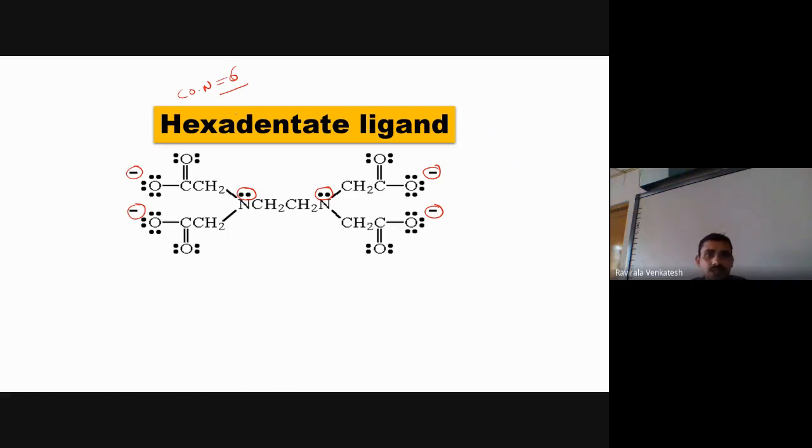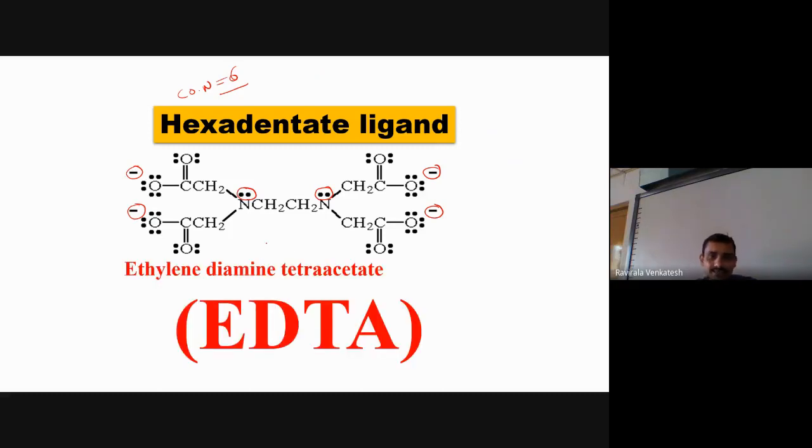Donation is only from 6 lone pairs, so the denticity here is 6 only. This is called EDTA, ethylenediaminetetraacetate. How many ethylene groups are there? Only one ethylene group, therefore ethylene. How many amines? 1 and 2, so diamine. How many acetate groups? One acetate group, a second, a third, and a fourth acetate group. CH3 C double bond O OH is called acetic acid, right? CH3COO minus is called acetate. So from that it gets its name.